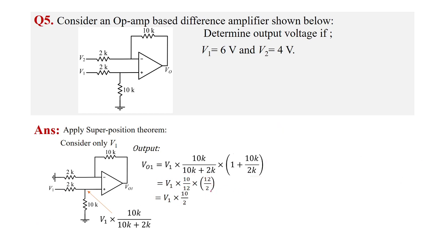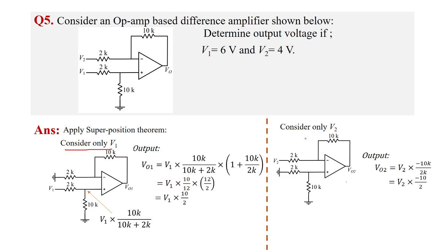Now, we are applying the superposition theorem, right? So we have considered only V1 initially. Now we'll consider V2. When we consider V2, we will make the second node V1 to ground. As we can see here, the input resistance is infinity, so there is no current in this direction, which means whatever the voltage is here is the same voltage here, since current is 0.